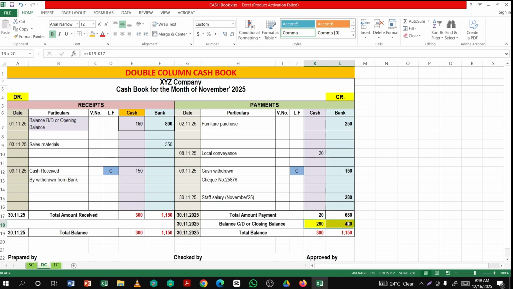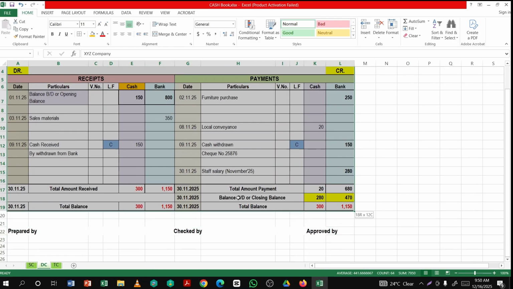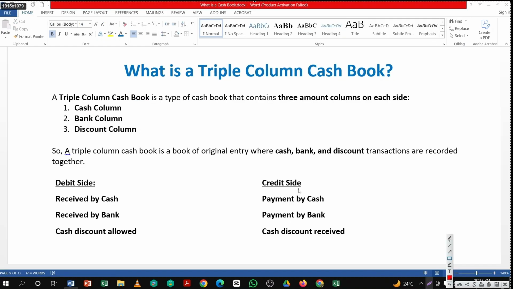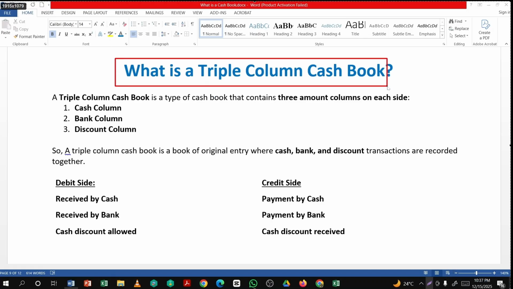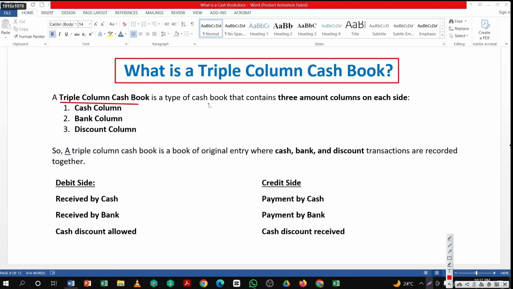This closing balance will be next month's opening balance, that is balance b/d. So these are the details of double column cash book. Now triple column cash book. What is a triple column cash book? A triple column cash book is a type of cash book that contains three amount columns on each side. One is cash column, second bank column, and third discount column.